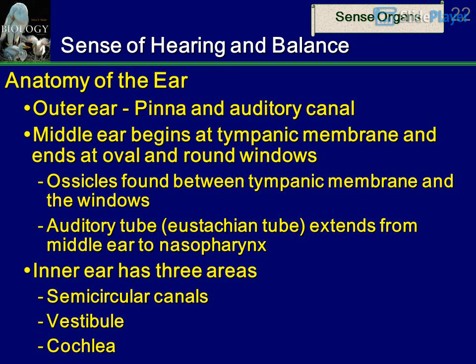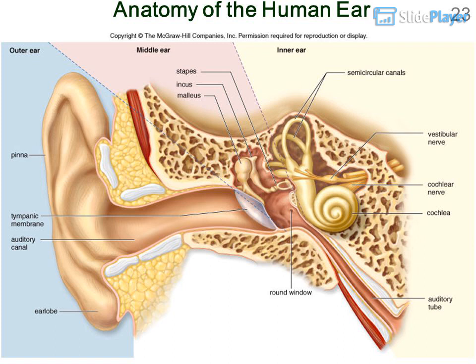Sense of hearing and balance. Anatomy of the ear. The outer ear consists of the pinna and auditory canal. The middle ear begins at the tympanic membrane and ends at the oval and round windows. Ossicles are found between the tympanic membrane and the windows. The auditory tube, or Eustachian tube, extends from the middle ear to the nasopharynx. The inner ear has three areas: semicircular canals, vestibule, and cochlea. Anatomy of the human ear.